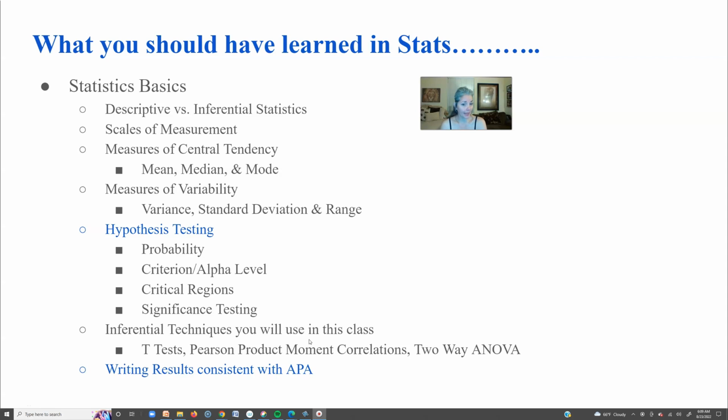You should have a background understanding of what hypothesis testing is, and effectively this whole class is built on hypothesis testing, right? We are testing hypotheses three times over in three separate studies, and you're presenting the results of that hypothesis test in those papers.